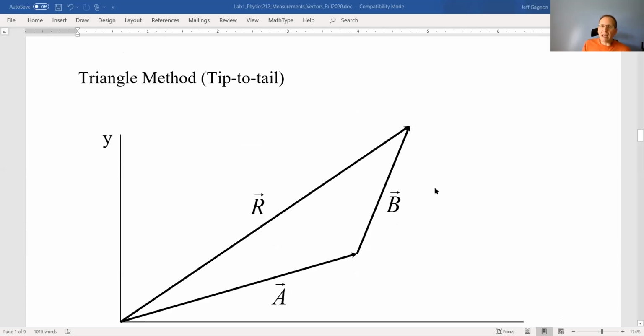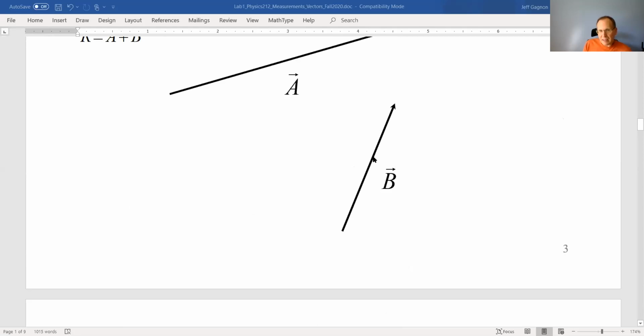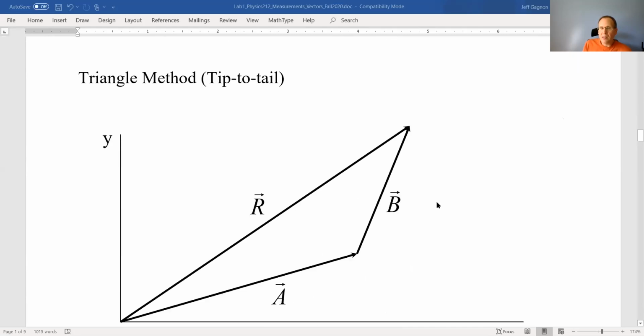Then I take my second vector, vector B, and I slide it down, maintaining the same length and same orientation, so that the tail of B is at the tip of A.